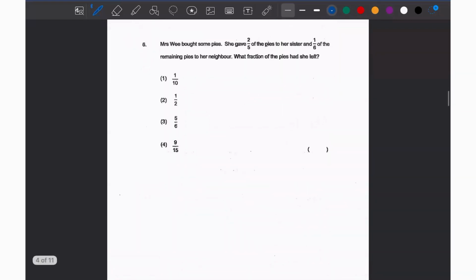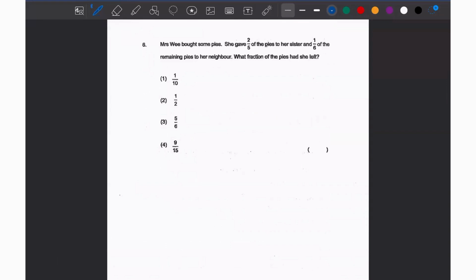Okay. Question 6. We're given that Mrs. Wee bought some pies. She gave 2/5 of the pies to her sister and 1/6 of the remaining pies to her neighbor. What fraction of pies had she left?